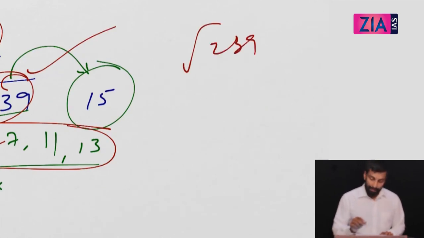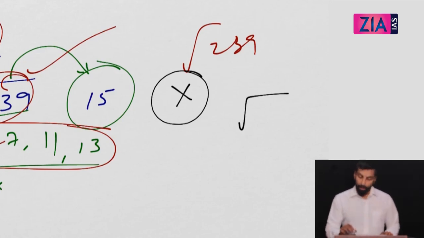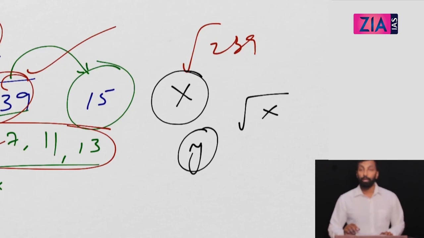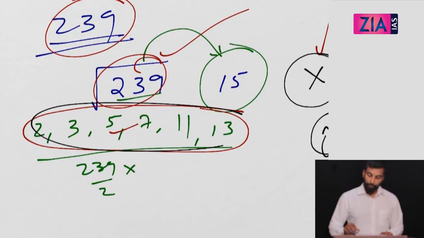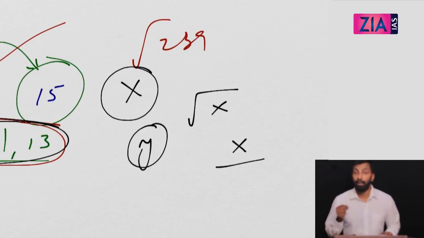So if you need to generalize, you need to check whether x is a prime number or not. What you need to do? Find root x. Let's suppose you got y. Then you need to know the prime numbers up to y. Here, prime numbers up to 15. Then you need to divide x with all the prime numbers. If you can divide with any of them, it's not a prime number because it's a factor. Otherwise, it's a prime number.